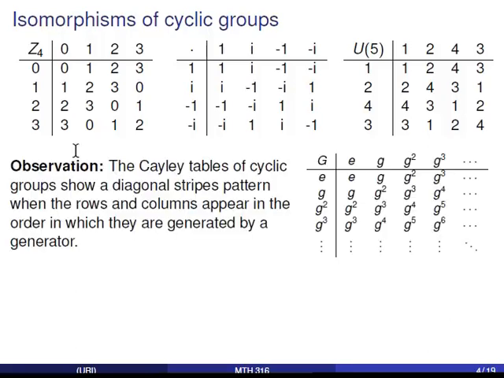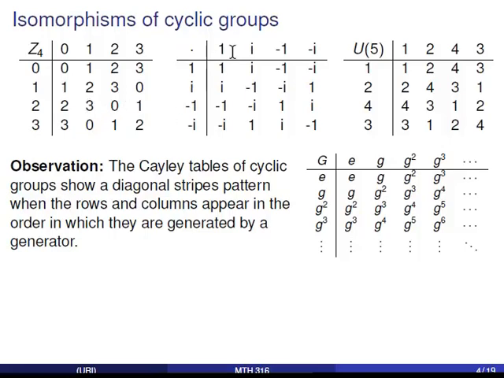Now, what made it possible to find an isomorphism between them was the stripes pattern. Any cyclic group will have a Cayley table where the diagonal stripes appear if you take the rows and columns and write them in the order in which they're generated by a generator. So for instance, in Z4, where our operation is addition modulo 4, if I take the element 1 and add it to itself, starting with the identity, I'll take 0, 0 plus 1, 1 plus 1, 2 plus 1. That's going to sweep out the numbers 0, 1, 2, 3 in order. And when I put those as the numbers in order for my rows and columns, I end up with the stripes pattern.